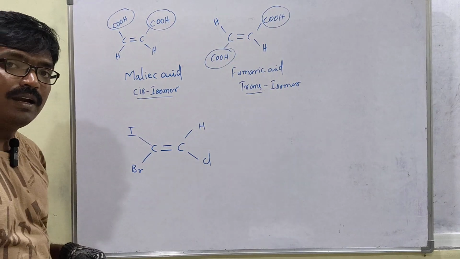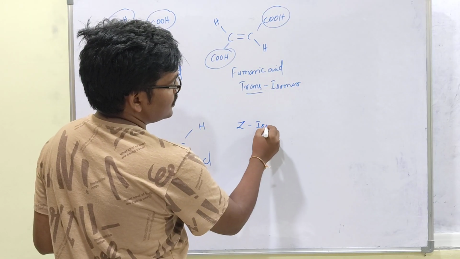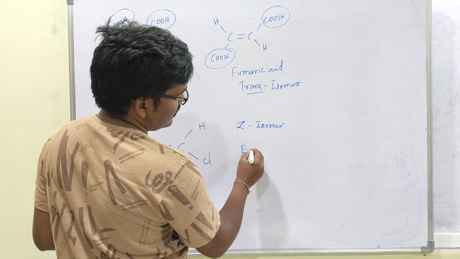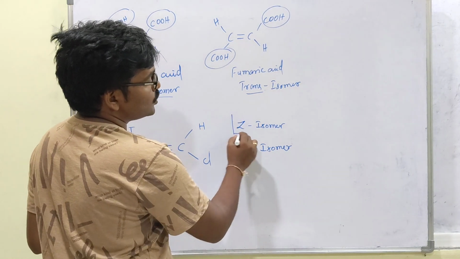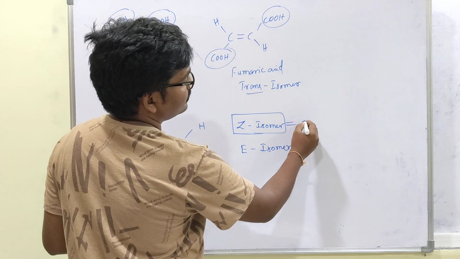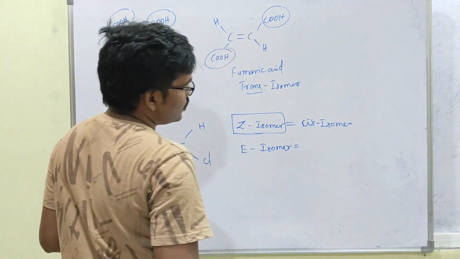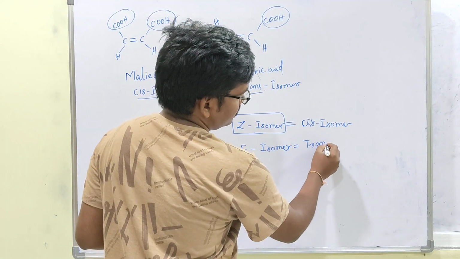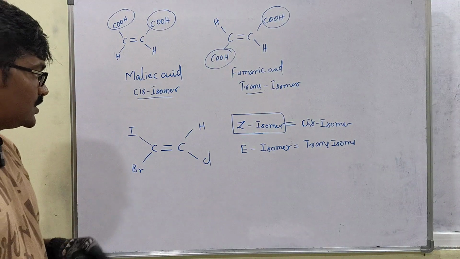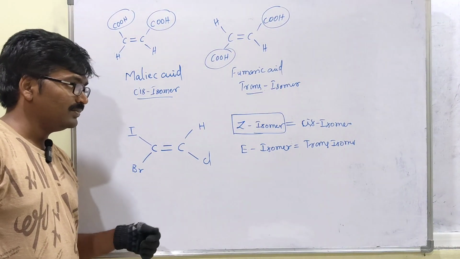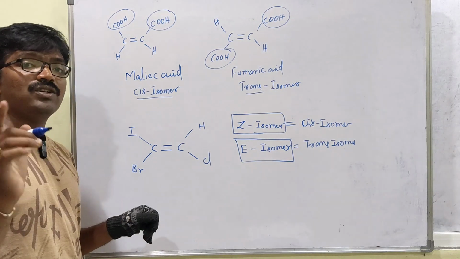So at that time, we have to call it the Z isomer, then the E isomer. Sir, remember the Z isomer is equivalent to the cis isomer, and the E isomer is equivalent to the trans isomer. So how can you identify which is cis and which is trans? Nothing but which is Z and which is E. This is identified based on the priority order.